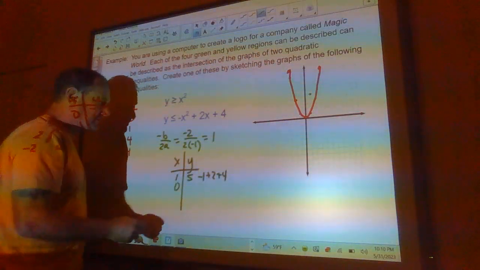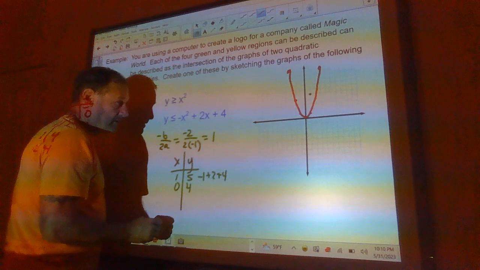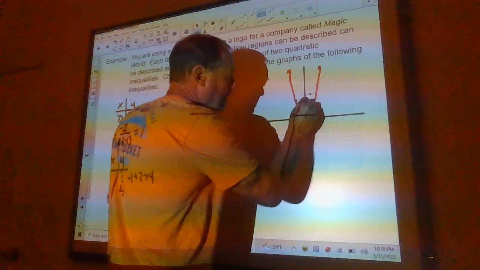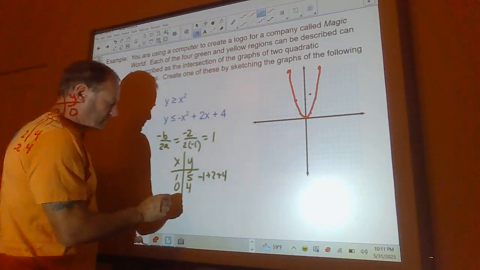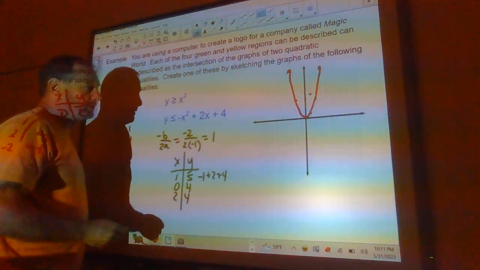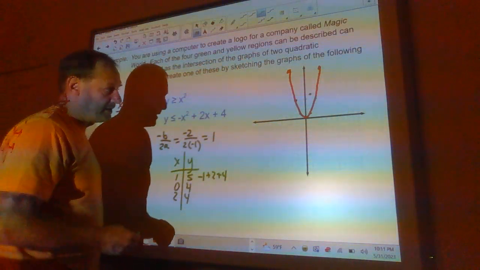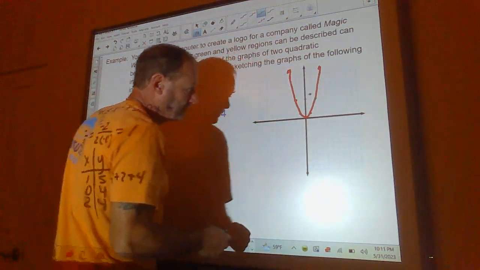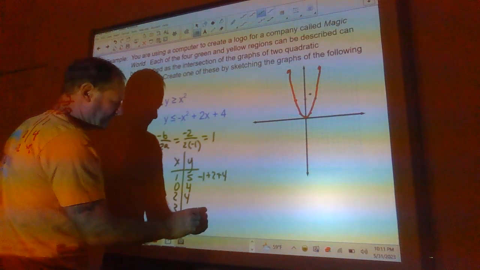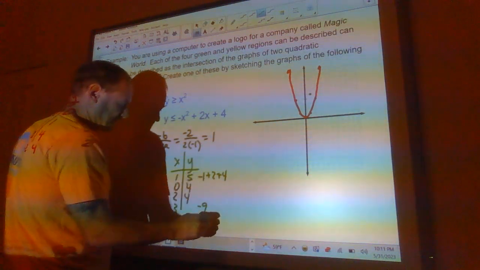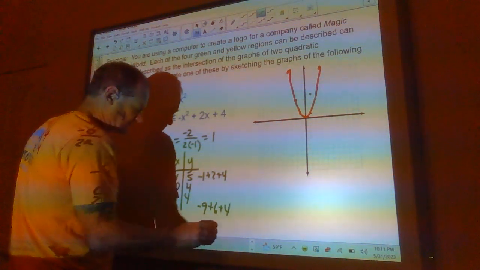If I plug in 0, I'm going to get out 4. So I'm going to get this. I'm also going to get 4 right here at 2. Okay, if I plug in 3, I'm going to get negative 9 plus 6 plus 4. That's going to be 1.